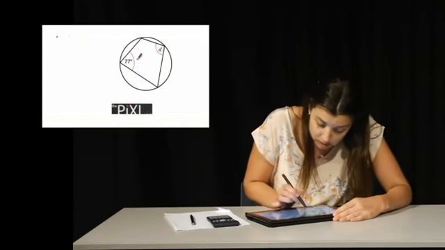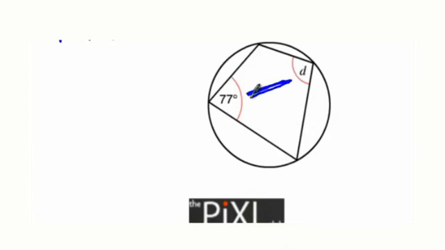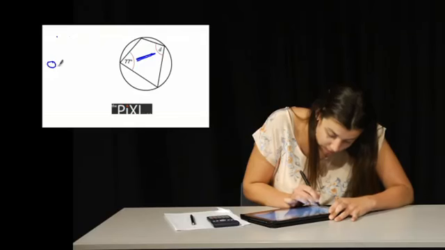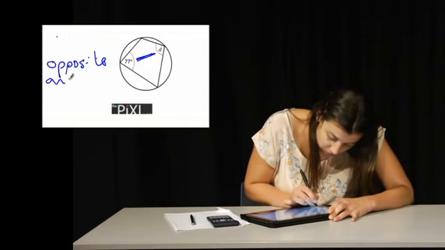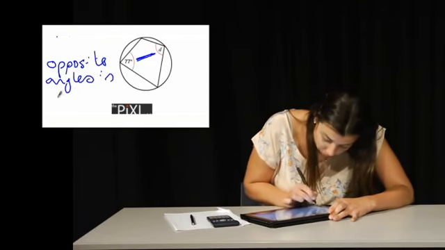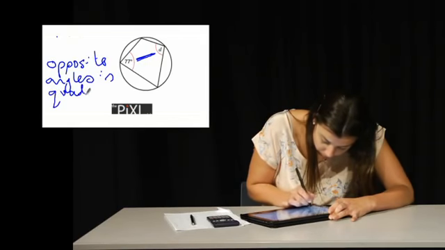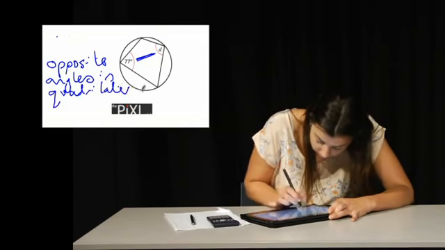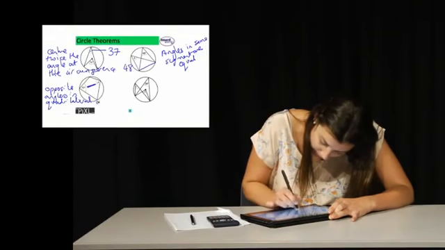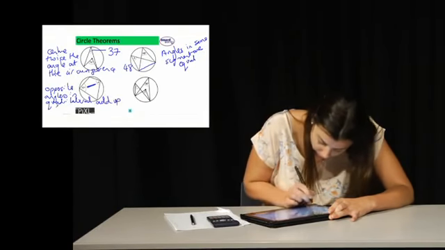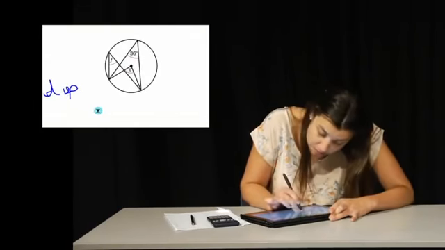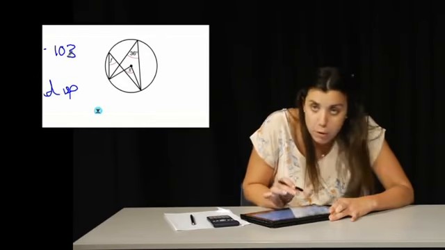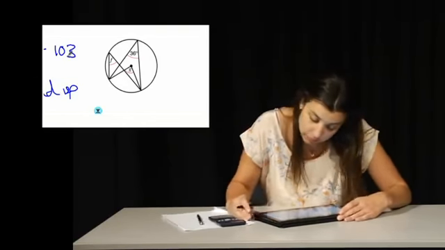Let's look at this one here. We've got a 4-sided shape. It's a quadrilateral inside a circle where all of the points touch the circle. These are opposite angles. Write all of this down if you haven't done already: opposite angles in quadrilateral add up to 180 degrees. So if this one is 77, our missing angle here is going to be 103. Both of those angles adding up to 180.